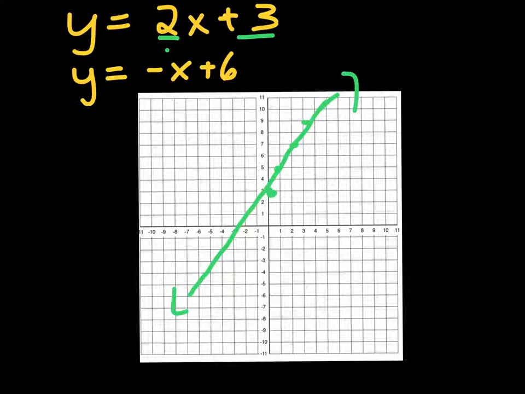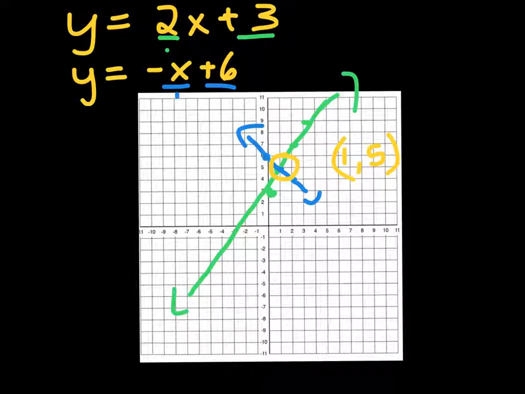The next thing we're going to do is graph the second equation with our y-intercept at 6, and then our slope is down 1 over 1, down 1 over 1, down 1 over 1. And go through there. And the solution is where they intersect each other. So it looks like they intersect each other at the point 1, 5.